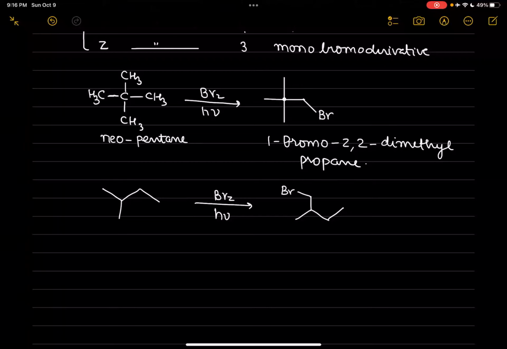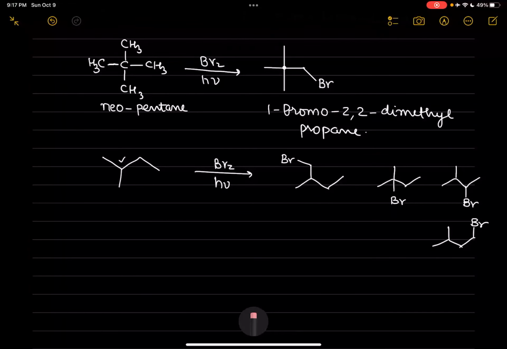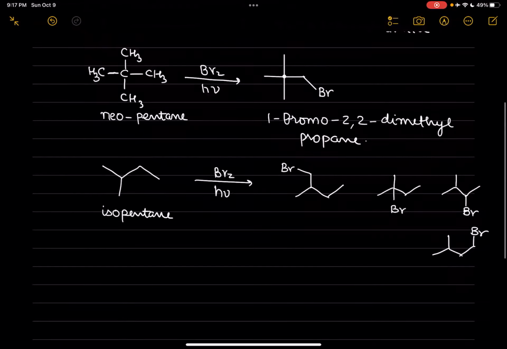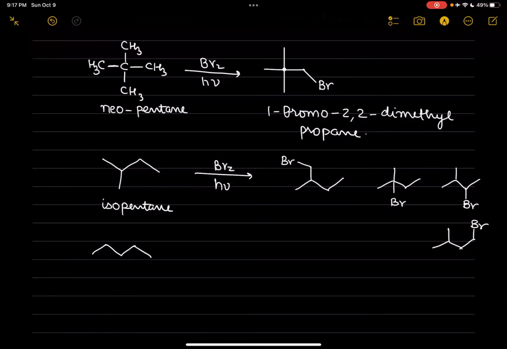What's the common name of this alkane? I can put one Br here also, and one Br at this point. So these are all the products. This is isopentane, yes. Let me complete the upper part also. The Z is going to be normal pentane. So normal pentane is going to give you three isomers.